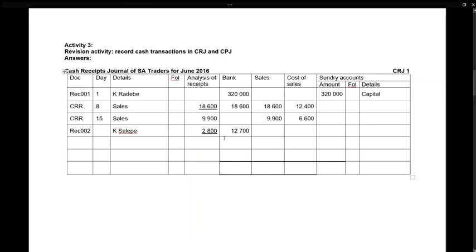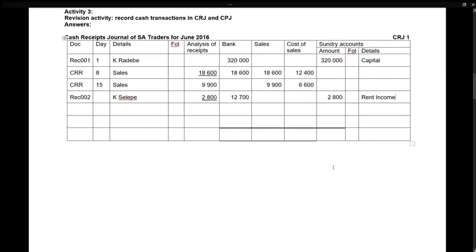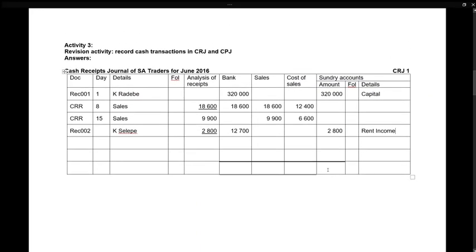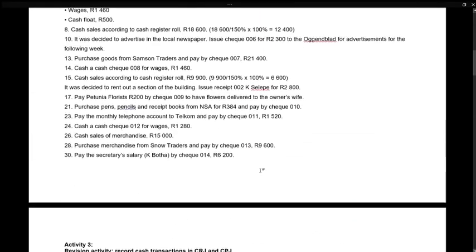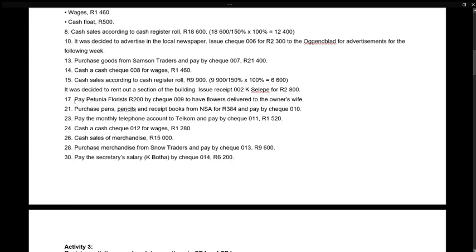Okay, why did I receive this 2,800? For rent income. They did not provide a column for rent income, so I need to take it to sundry account, 2,800 Rand. Very important to say rent income. Need to be specific because you get rent expense as well. Okay, next one. Done with the 15th. Next one, 17th.